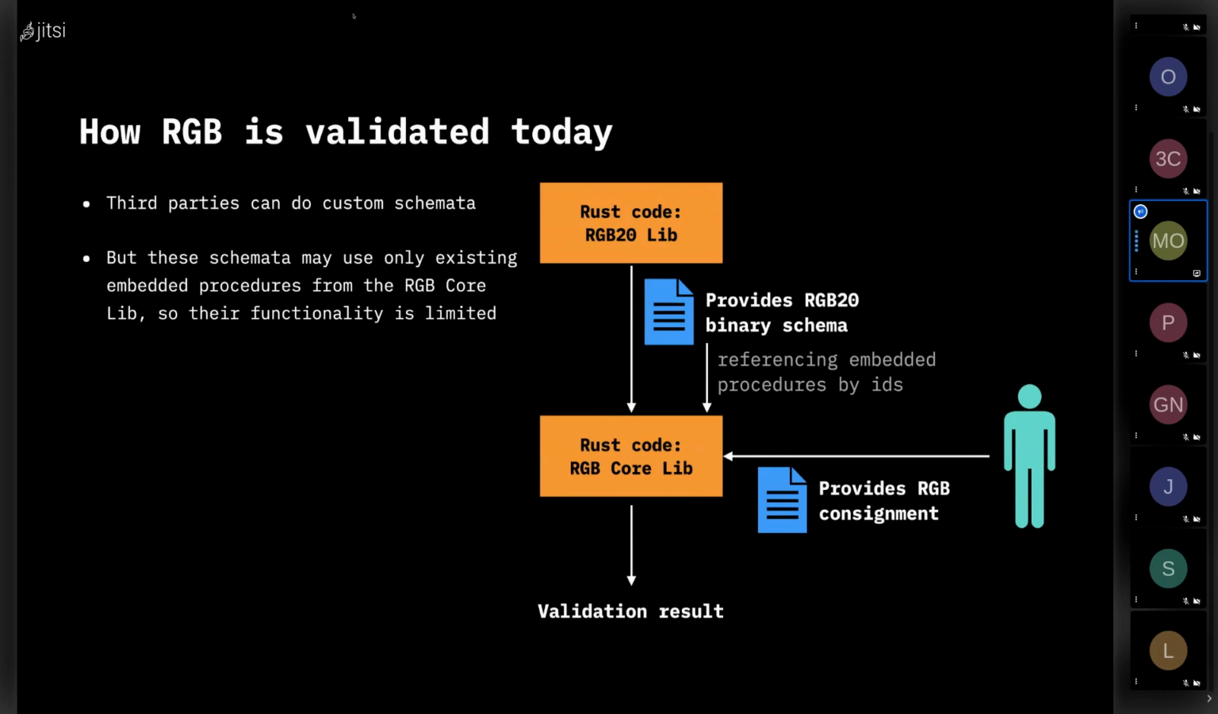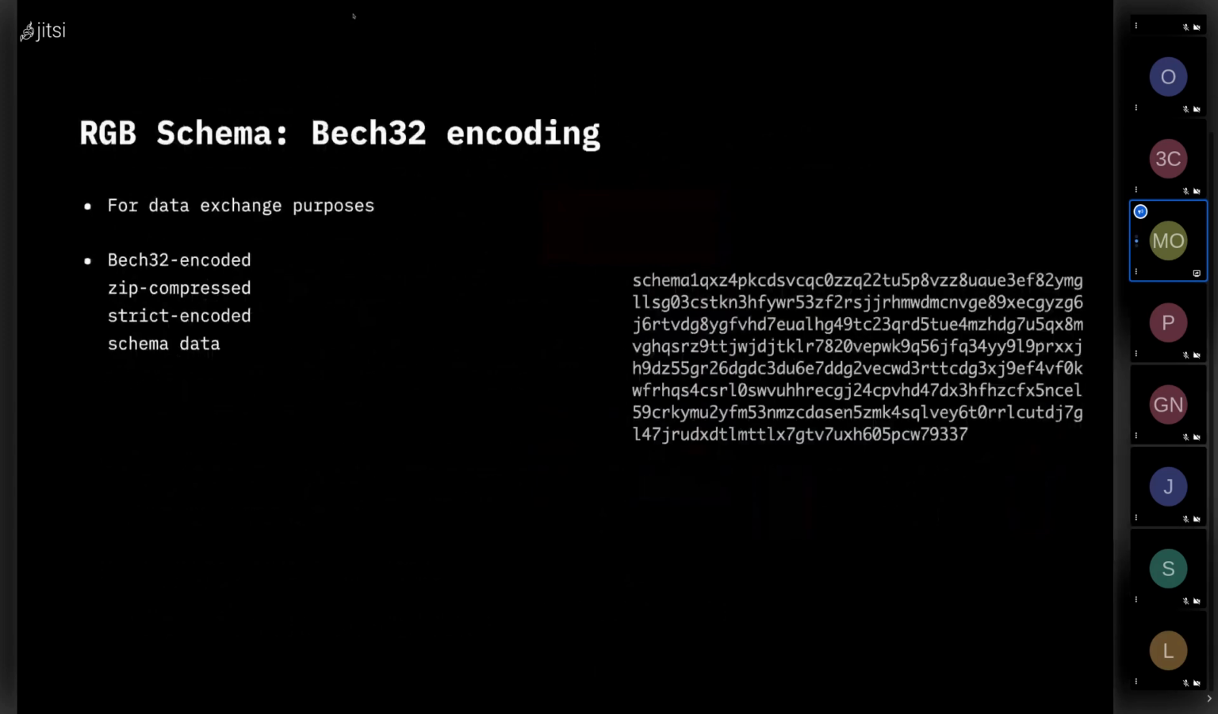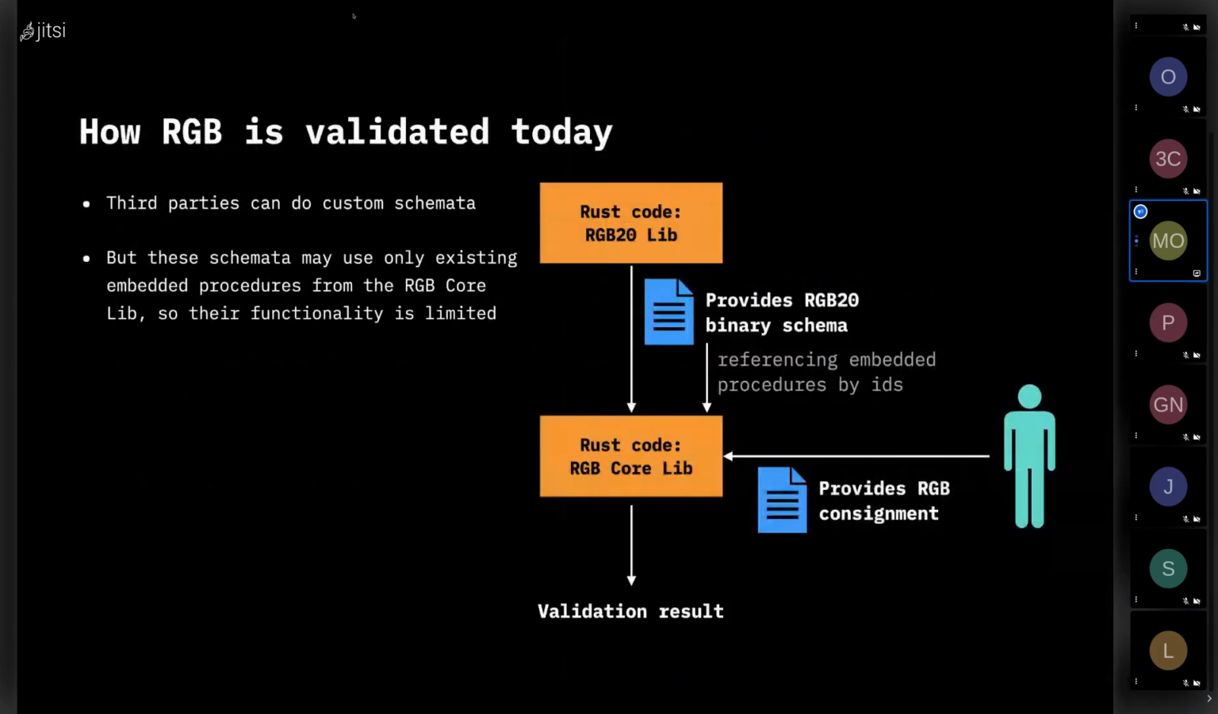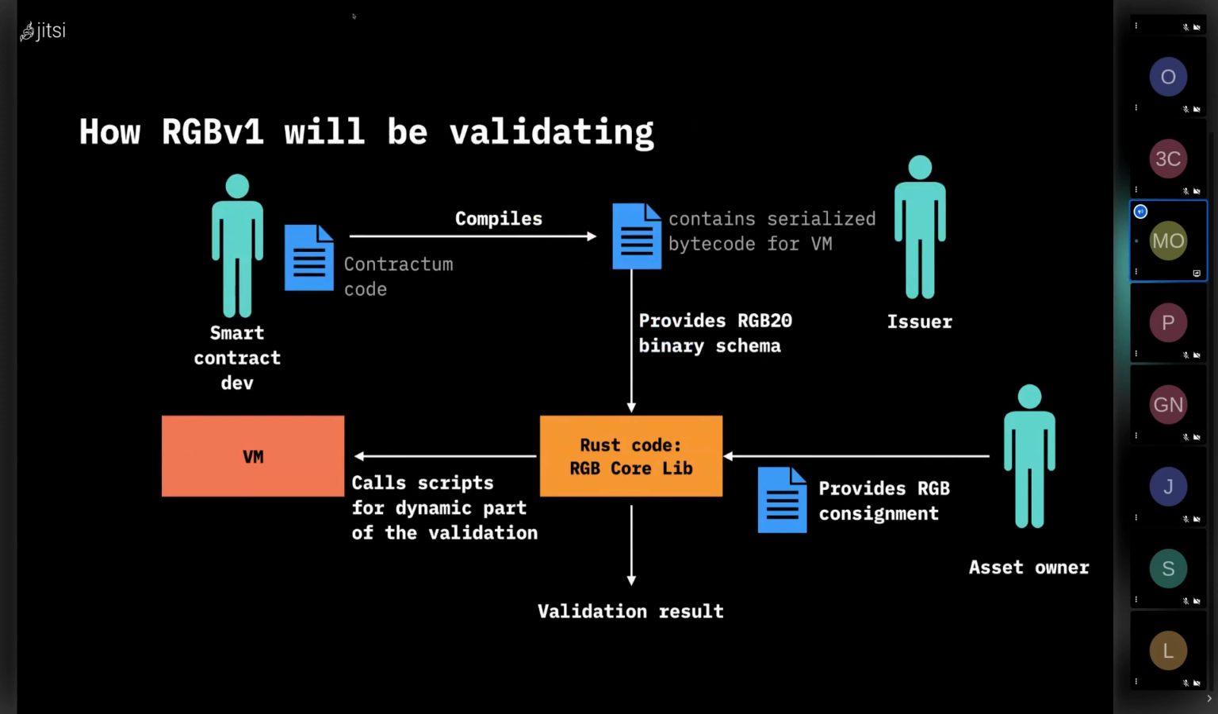So today, a specific library for each schema exists, which we call by standard name, like the RGB20 library for fungible assets. This library has an embedded schema in that binary, in that Rust form. And this schema is passed to the Rust code of the RGB core library. The same schema also references embedded procedures from the same RGB core library by identifiers. And when the end user provides some RGB consignment about the transfer operation, the core library validates this consignment against the schema using its own internal procedures and produces a validation result. So that's how it works today.